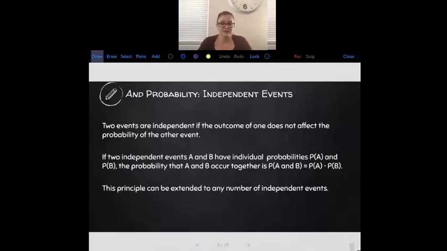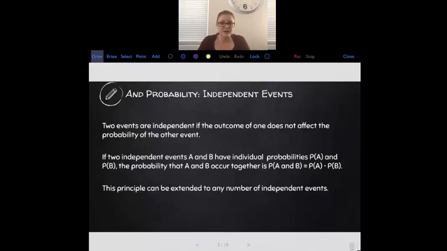Two events are independent if the outcome of one does not affect the probability or the outcome of the other. So for instance, when you're rolling a dice and you're rolling it twice, the probability of the first roll is independent of the second roll, or vice versa. Whatever is rolled the second time doesn't depend on what's rolled the first time.